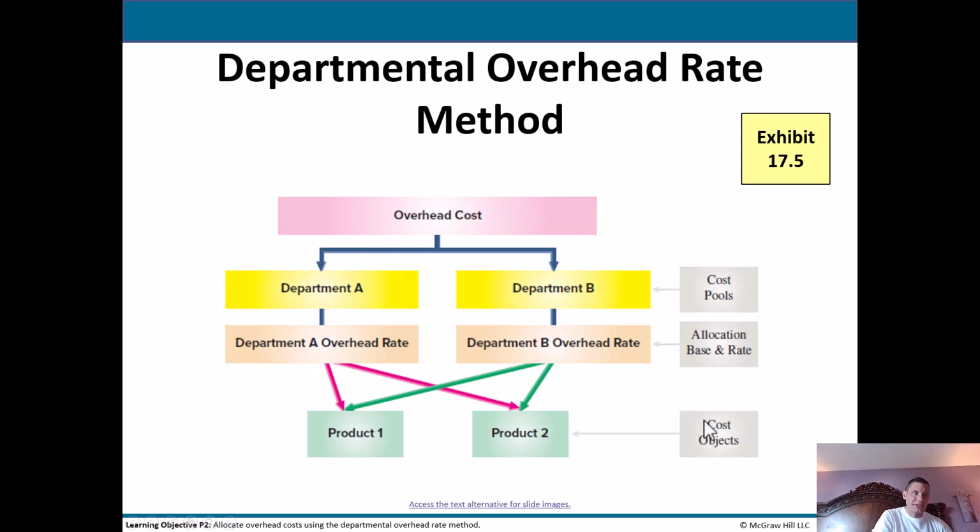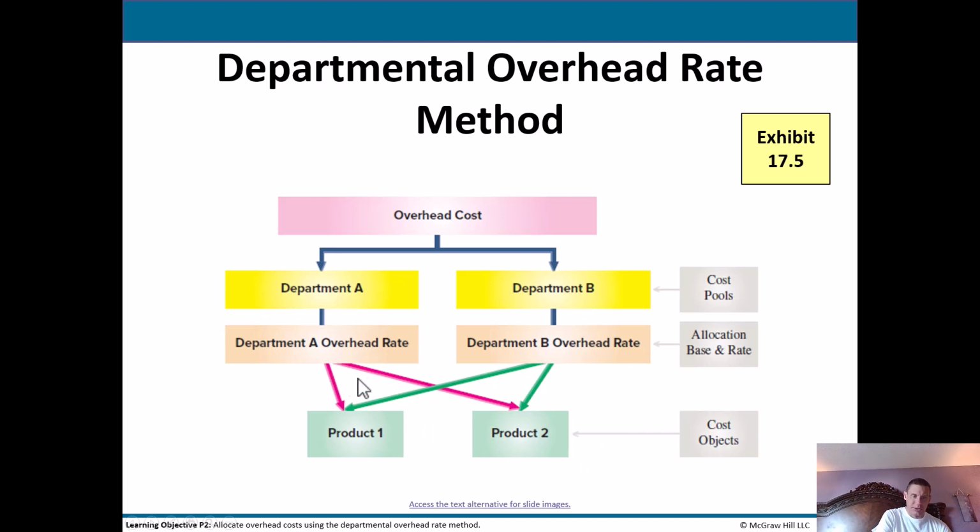So what if we said, well, we don't want to use the plant-wide rate. We don't want to have one rate for the whole factory. We want to have one for each department. So this is what they're showing you here, right? The overhead cost, Department A and B. Department A is going to have its own overhead rate, and Department B is as well. And then the arrows here are just really showing you that both products, product 1 and 2, are going to need stuff from Department A and B, right?